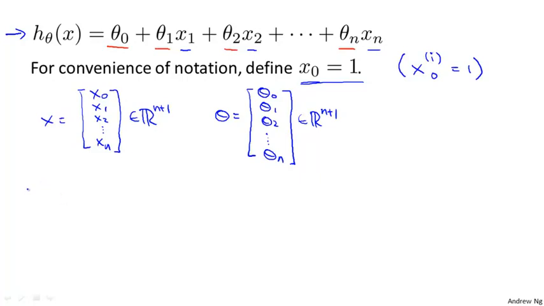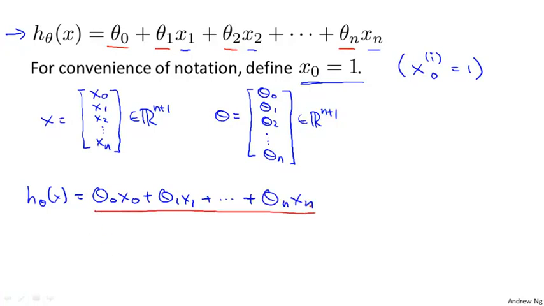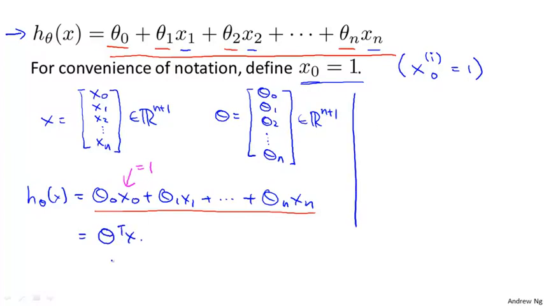So my hypothesis can now be written theta 0 x0 plus theta 1 x1 plus dot dot dot up to theta n xn. And this equation is the same as the one on top because x0 is equal to 1. And the neat thing is I can now take this form of the hypothesis and write this as theta transpose x.